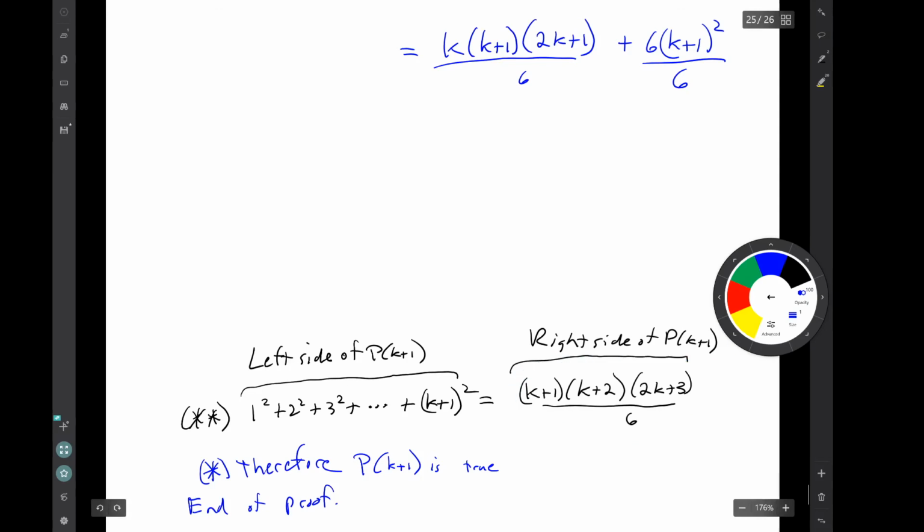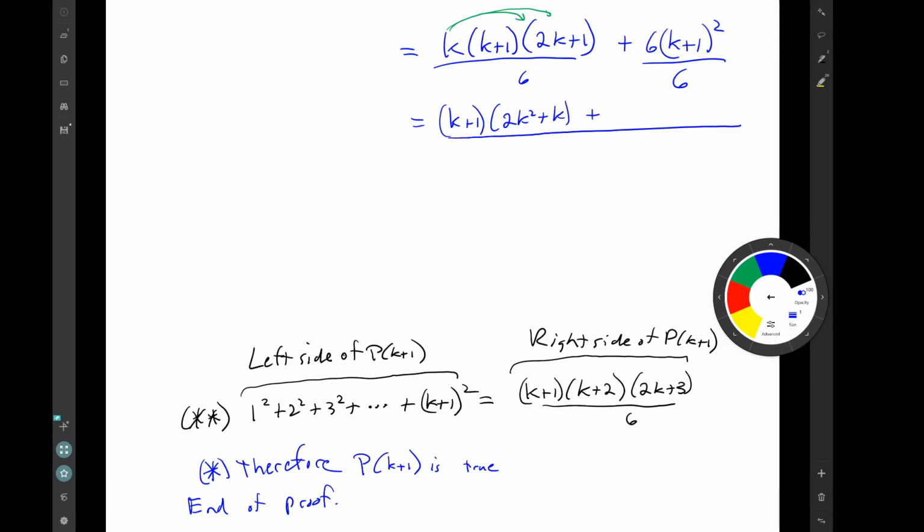So I'm going to combine these terms. Now I'm going to distribute this k into that term. Over here on the right, I'm going to do something sneaky. I'm not going to multiply this out. The reason is, if you look ahead, the thing that we're trying to get to match has a k+1 in it. So I want to leave my k+1 as a factor. So I'm going to write it that way. And furthermore, I'm going to distribute that 6 here and here.